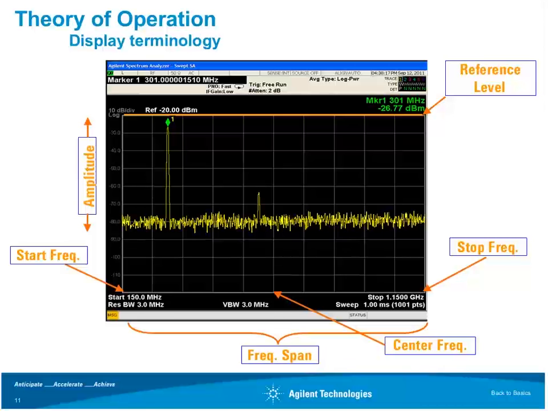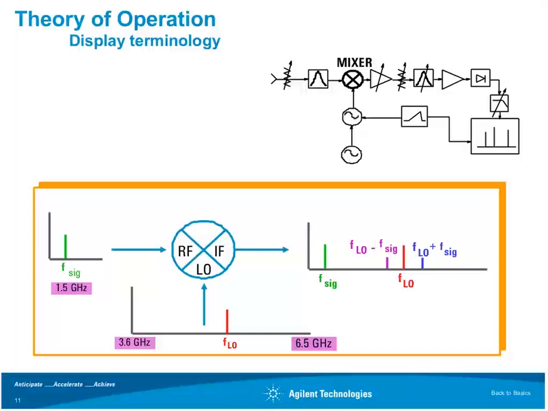On the x-axis, we have our start and stop frequencies, although, again, some people prefer to view the signal in terms of a center frequency and a frequency span. So generally, that's a user selection, depending on how you like to look at the spectrum. Again, depending on application.